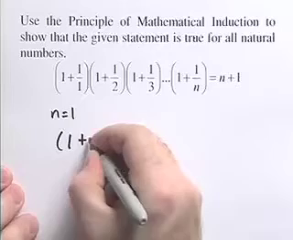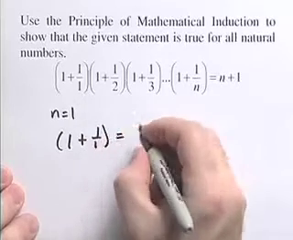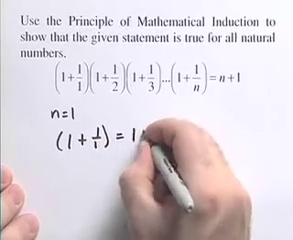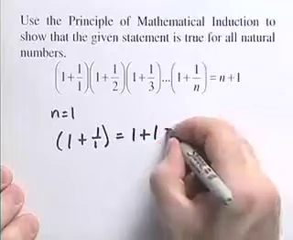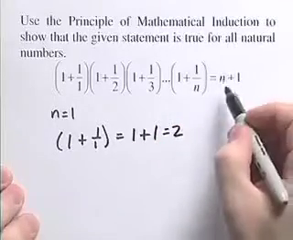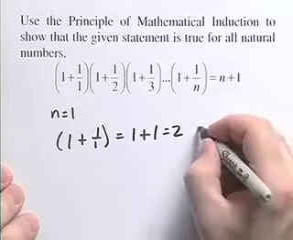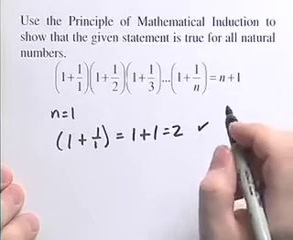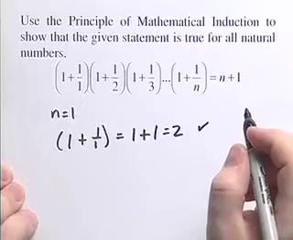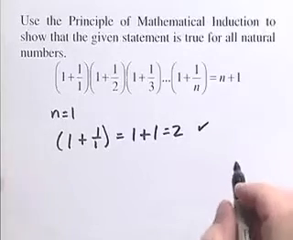That gives us 1 + 1/1 = 1 + 1, which is equal to 2. And we see that if n is 1 on this side, 1 + 1 is equal to 2. So that does indeed check. So condition 1 holds. Next we need to check condition 2.